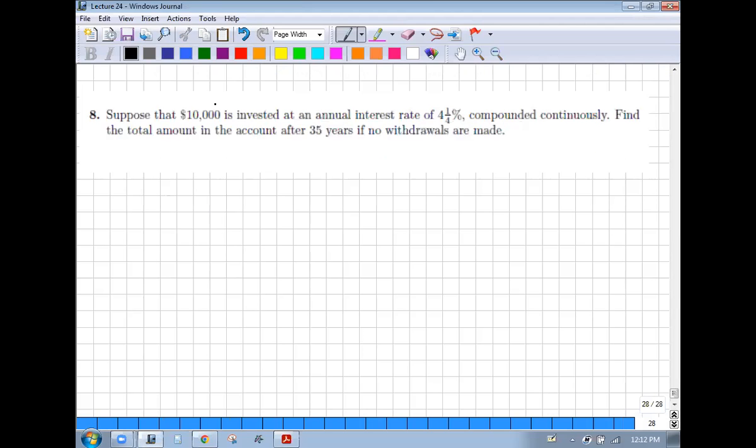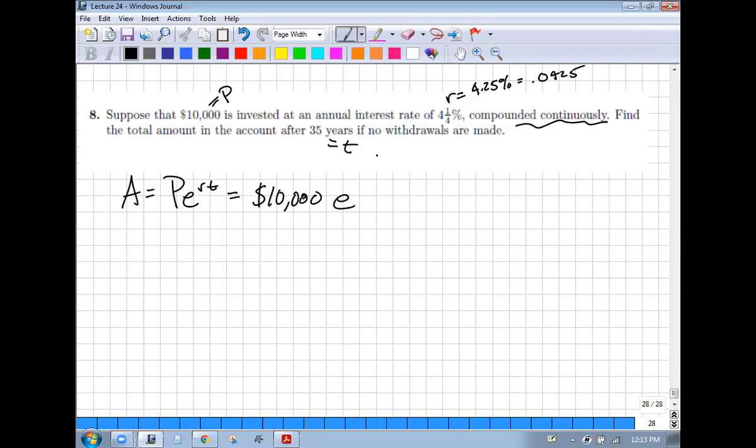All right, I have 10,000 invested. That's my principal. Interest rate of 4.25%. So R would be 4.25%, which would be 0.0425. Compounded continuously. I see that continuously. That means I use this formula. Find the total amount in the account after 35 years. So T is 35. So we got 10 grand, e to the 0.0425 times 35 years.